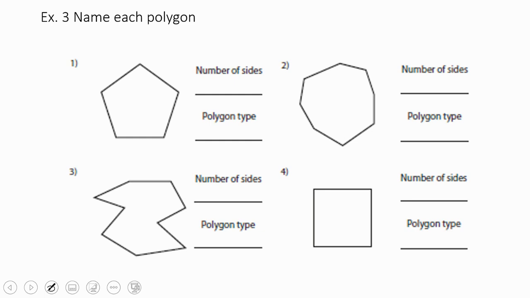All right, so now we're going to name each polygon. So we're going to count the amount of sides. So these are all polygons. This is a convex polygon here. We're going to count 1, 2, 3, 4, 5 sides. So that is a pentagon. Okay, this again is a convex polygon. 1, 2, 3, 4, 5, 6, 7, 8. 8 sides, so that's an octagon.